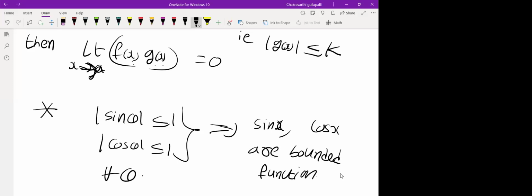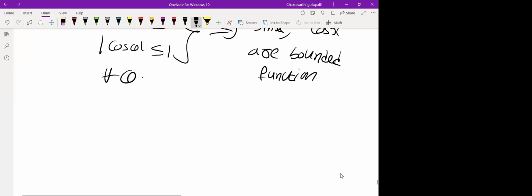You can have sin 1 by x, cos 1 by x, anything. Sin x square, cos x cube. In place of theta, you can have anything, any real number. Modulus of that will be always less than or equal to 1. So what is the application of this? Limit x approaching 0, x sin 1 by x is.